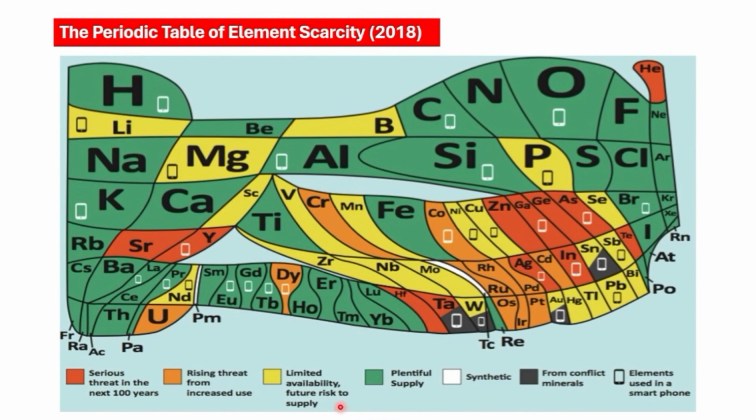Now let's come to the availability. If you see this orange color, that means rising threat from increased use. So if you use more and more, that will become a threat to human beings. You can see these ones: europium, osmium, ruthenium, palladium, platinum. And this red one is a serious threat in the next 100 years. So these red ones have more scarcity. If you take strontium, yttrium, these are very low in amount, and they can be finished within the next 100 years if you use more and more, right?